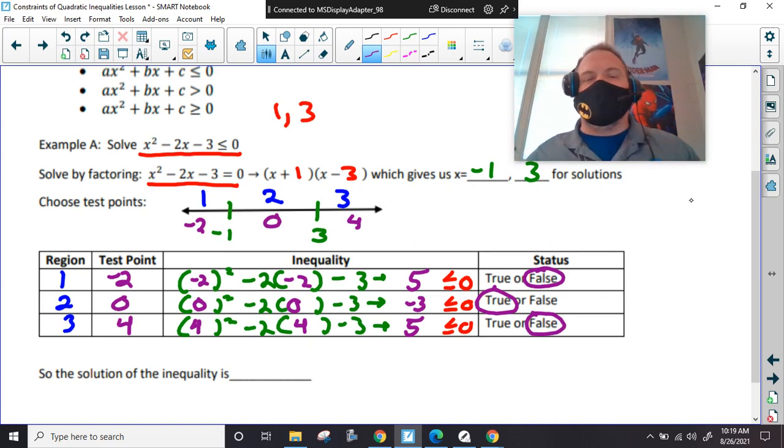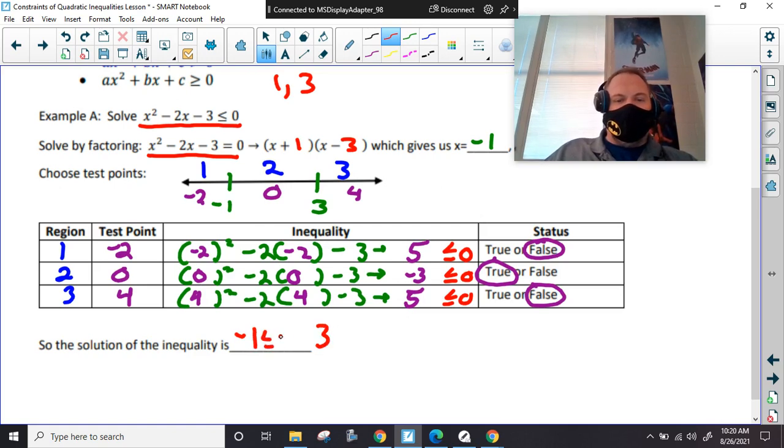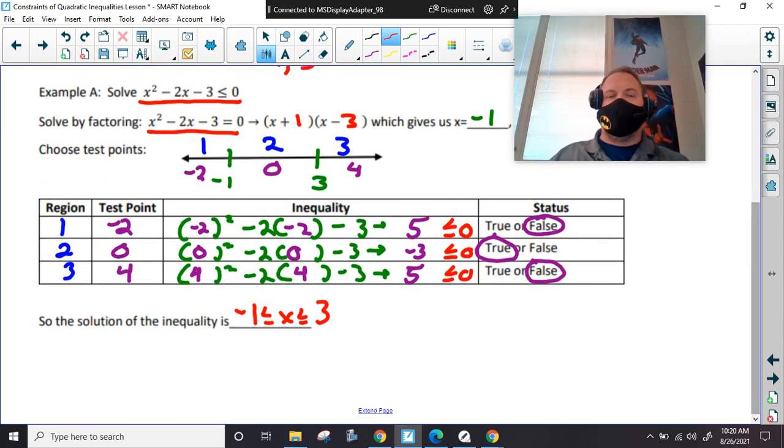All right. So where's the only region that we got a true statement? Yeah, this is region 2 with our test point 0. Okay. And it was in between what two numbers? -1 and 3. So this would actually be our answer because it actually has to be between those numbers for it to actually work. Okay.